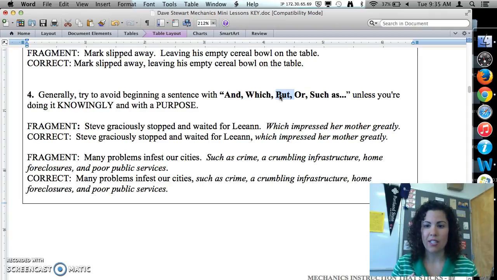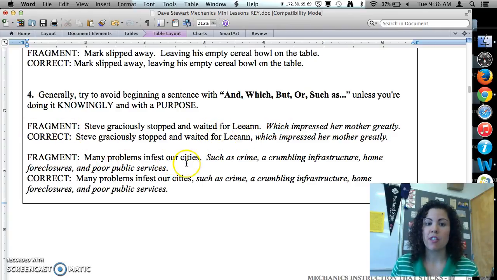They connect two sentences together, but they're not a transition word like however or nonetheless or moreover. Those are transition words, and we'll look at a list of those too. So here we have a fragment. Steve graciously stopped and waited for Leanne, which impressed her mother greatly. This I see from students all the time. Remember the rule, we don't start a sentence with which. So instead, all you have to do is correct it with a comma before it. Connect it to that first part of your sentence.